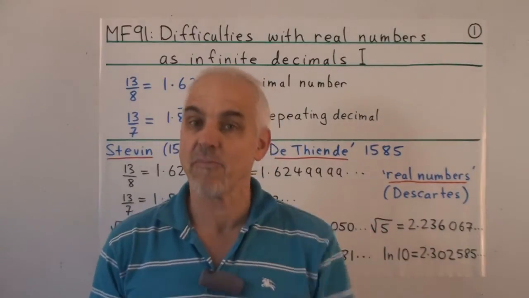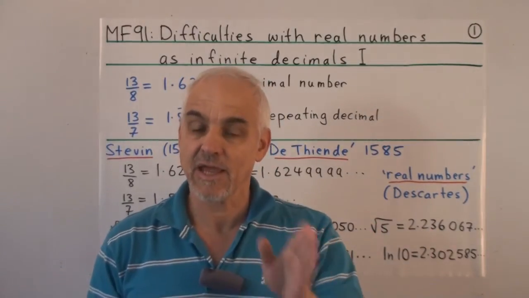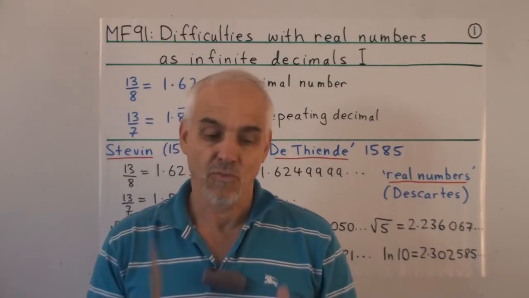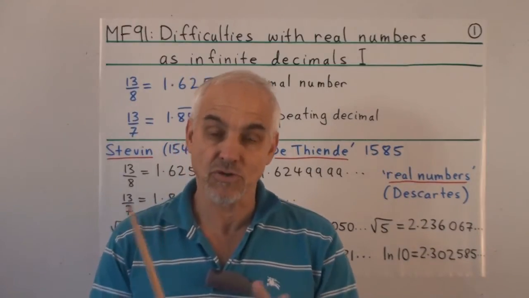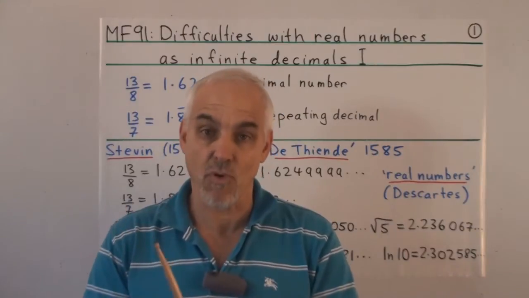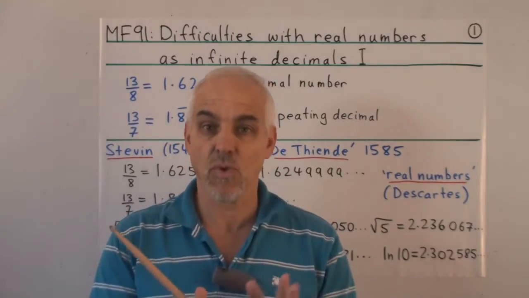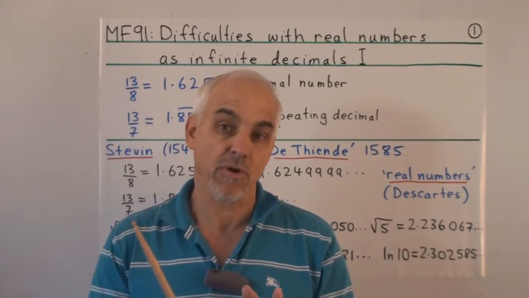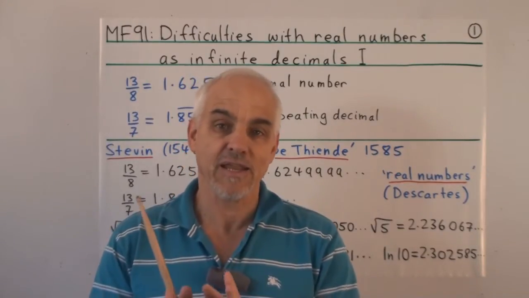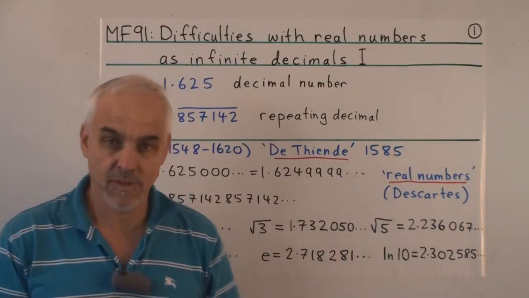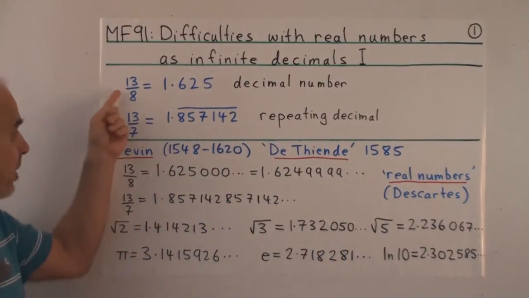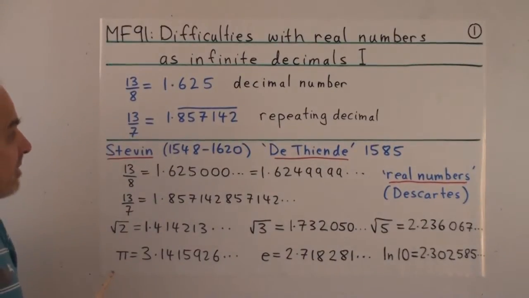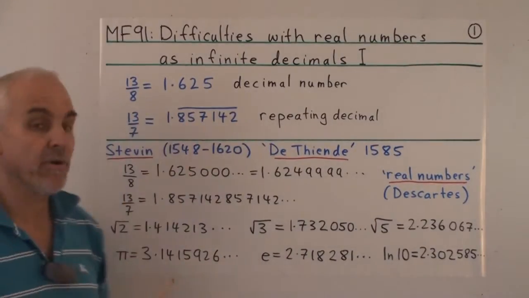Today we're going to start down the path of explicitly addressing the issues with real numbers. Real numbers can be introduced in a number of different ways that I've pointed out, and the first way that we're going to look at, starting today, is the idea of a real number or an irrational number as an infinite decimal. We already saw that an ordinary rational number, like 13/8, can be represented as a decimal number, like this, under certain conditions.